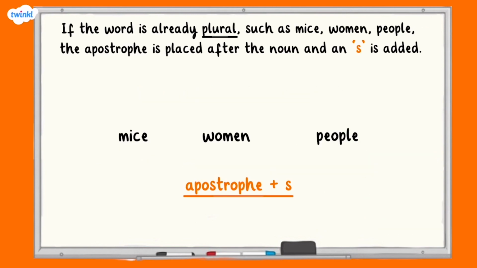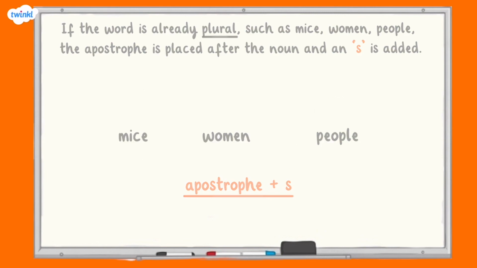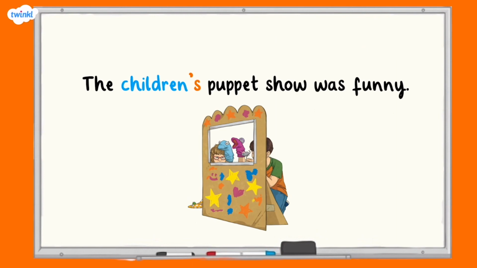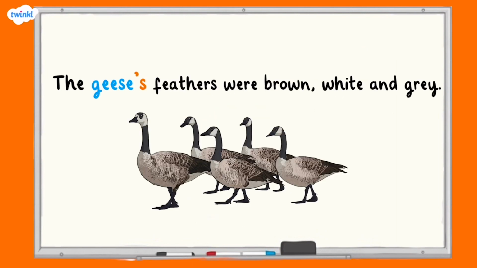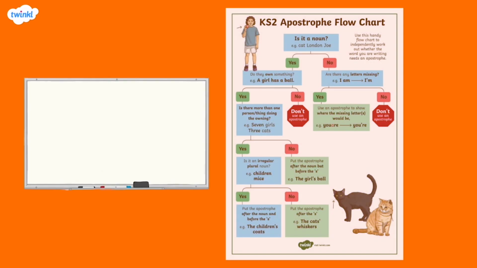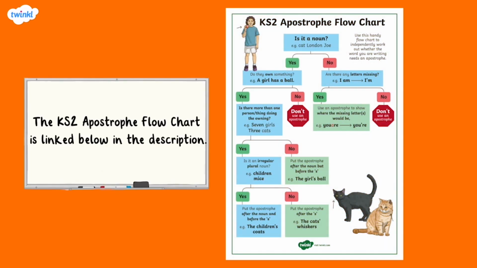If the word is already plural, such as mice, women, people, the apostrophe is placed after the noun and an S is added. The children's puppet show was funny. The geese's feathers were brown, white and grey. This handy flowchart can help you decide where you need to put your apostrophe if the noun is singular or plural. Pause the video to take a look at it closely.